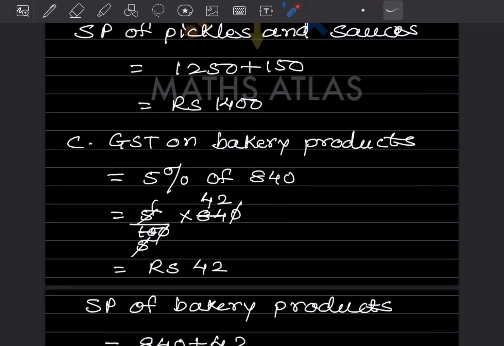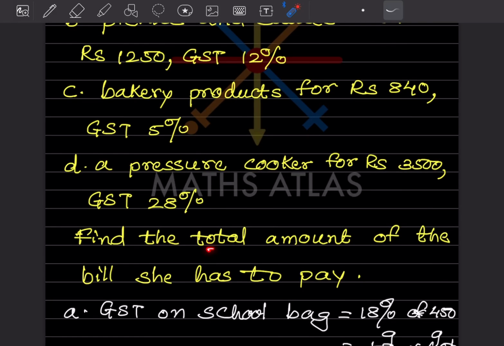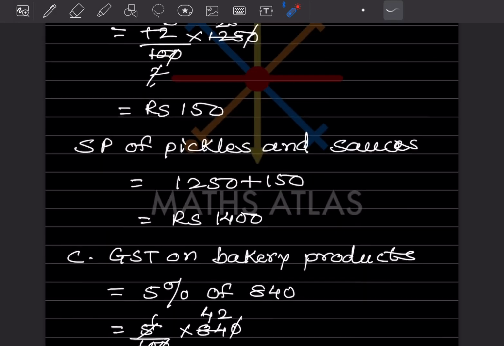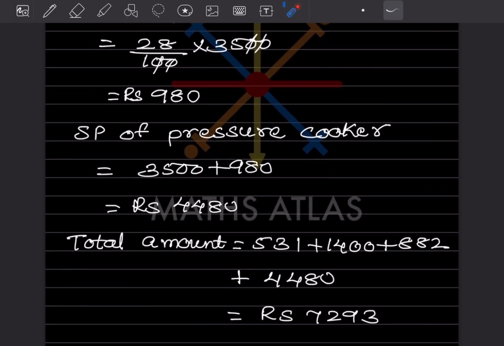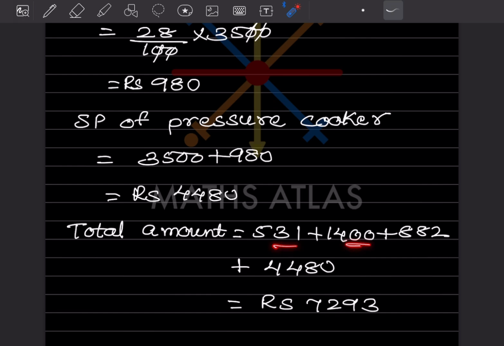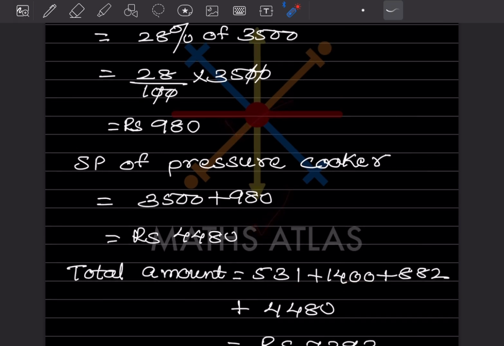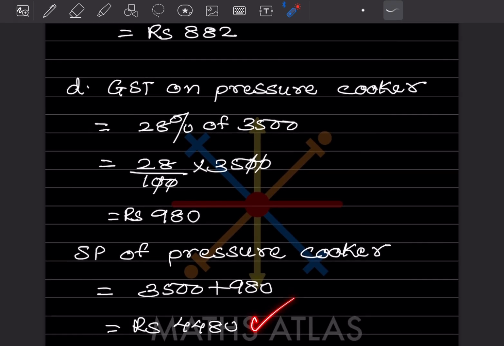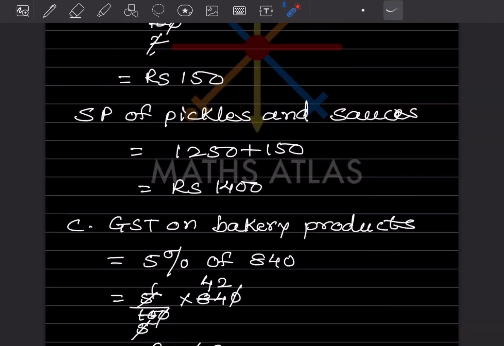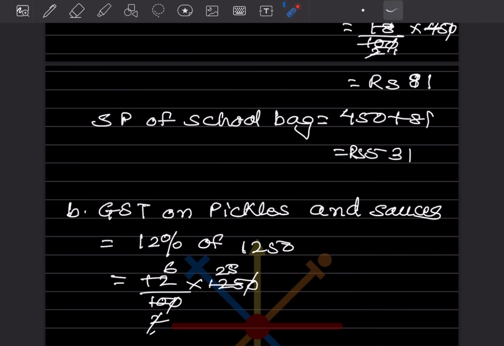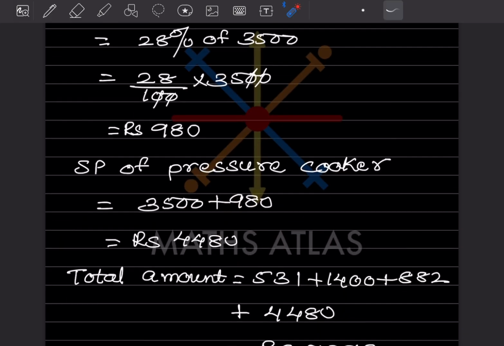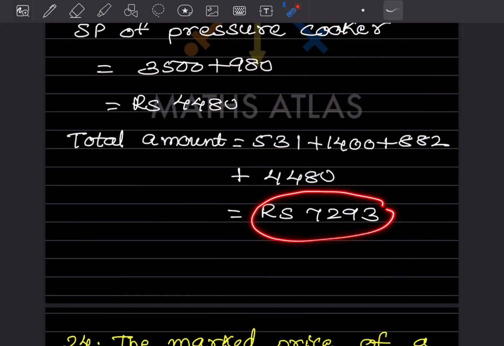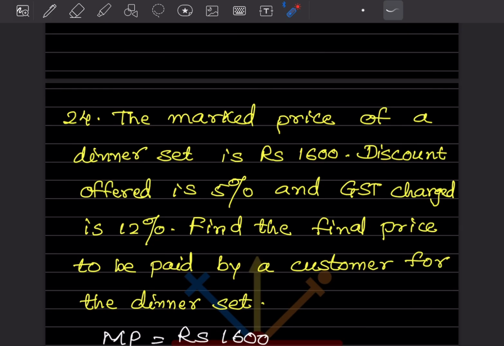We want the total amount. They said here, find the total amount of the bill she has to pay. So we have to add all of these. So 531 plus the others. So we will add all of these, and that comes to 7,293 rupees.